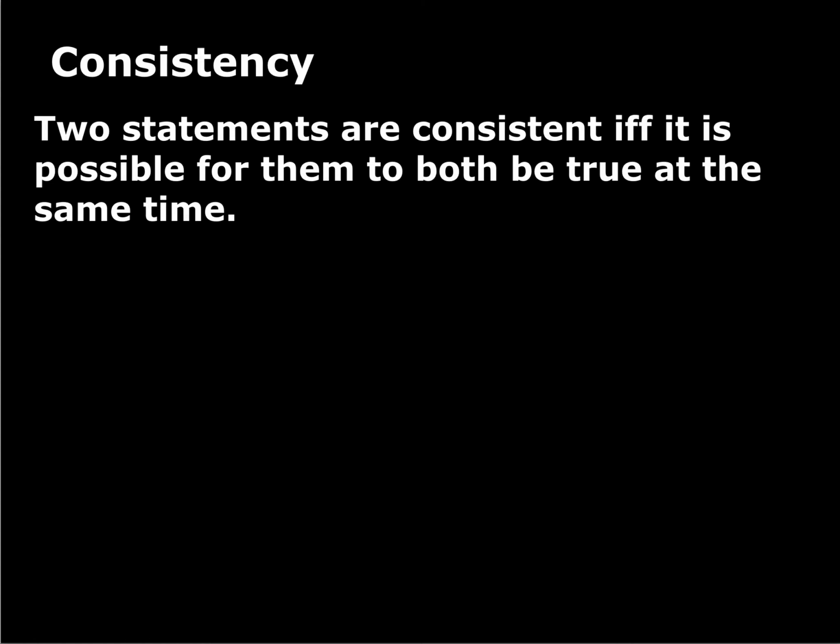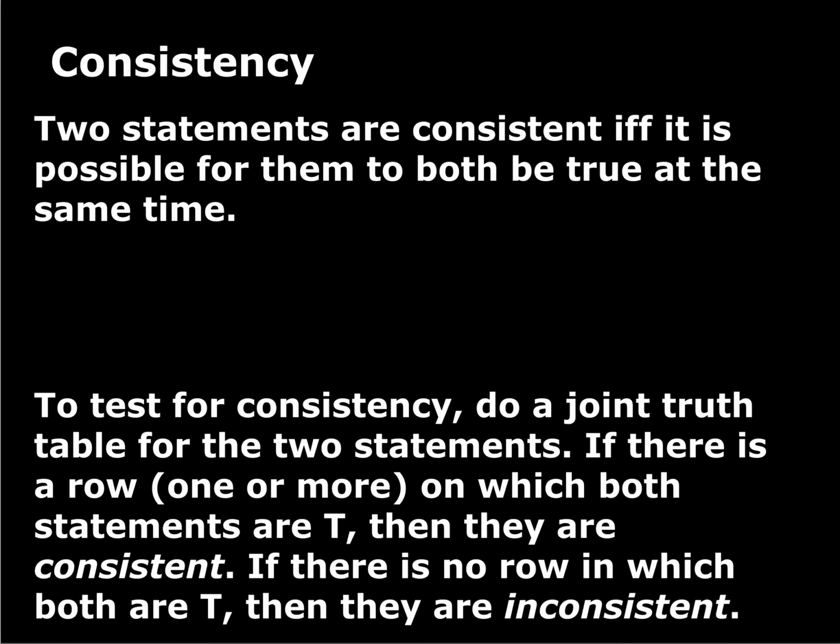Consistency. 2 statements are consistent if and only if it's possible for them to be true at the same time. And to test for this, again, you do a joint truth table that has both statements on it. And now you're just looking for any row where they're both true. And if there is such a row, then those statements are consistent. If there's no row where they're both true, then they're inconsistent.